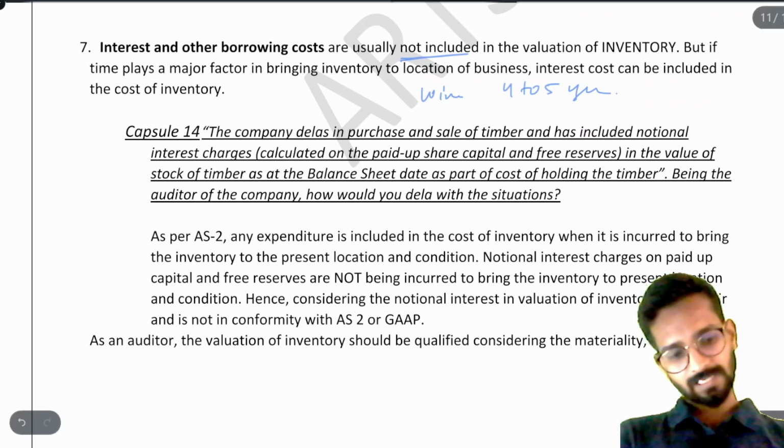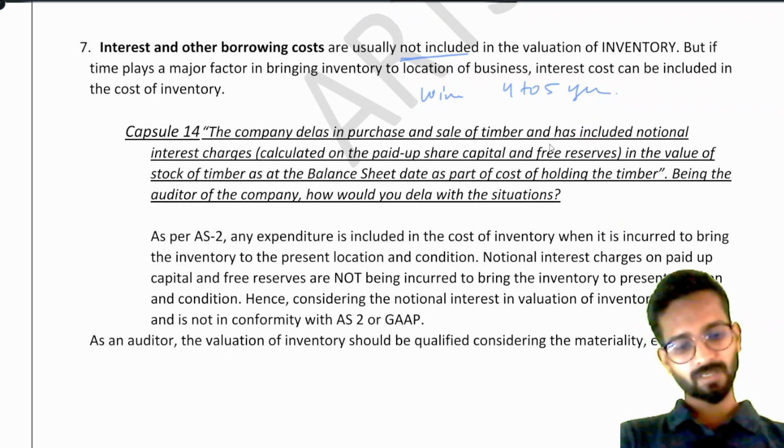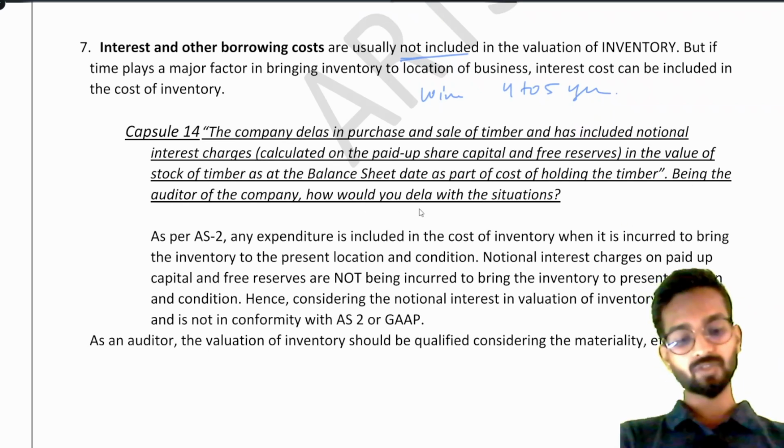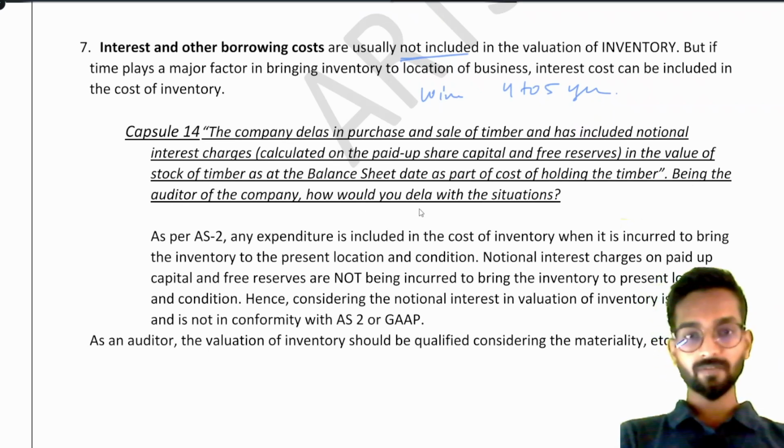Understand. Capsule number 14 says the company deals in purchase and sale of timber and has included notional interest charges calculated on the paid up share capital and free reserves in the value of stock of timber as at balance sheet date as part of cost of holding the timber. Being the auditor of the company, how will you deal with the situation? Now, what have they done?